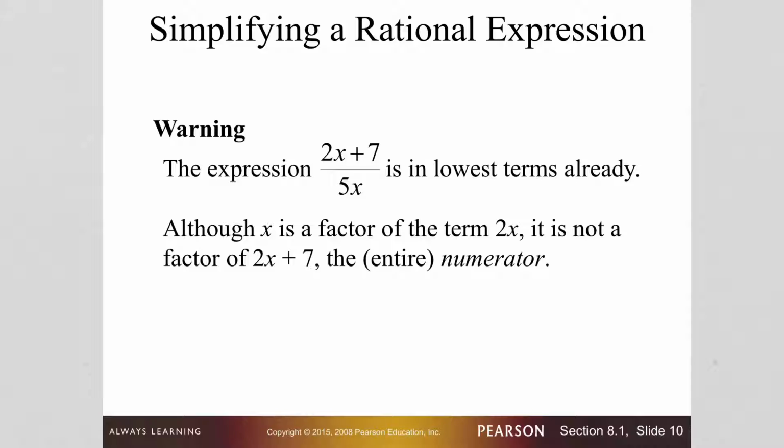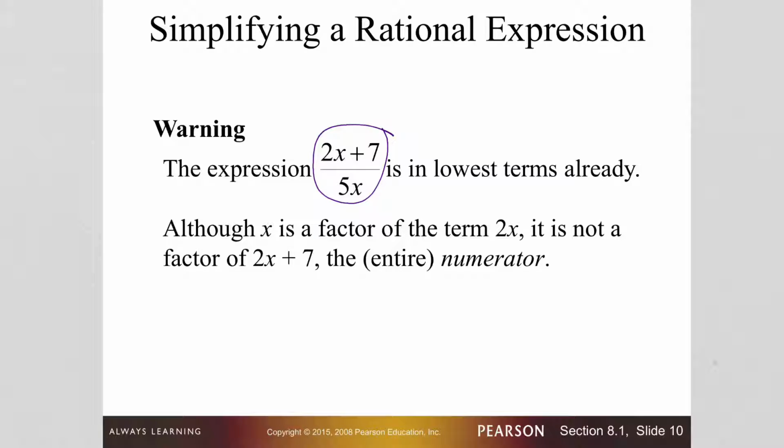Alright, so we have an expression here, 2x plus 7 over 5x. That is already completely reduced. You can't do anything else to it. We cannot reduce those x's because the 2x and the 7, that plus sign, it marries those things together. And so you can't split that up. So this one is fully simplified right here.